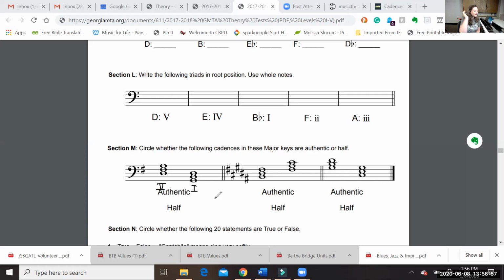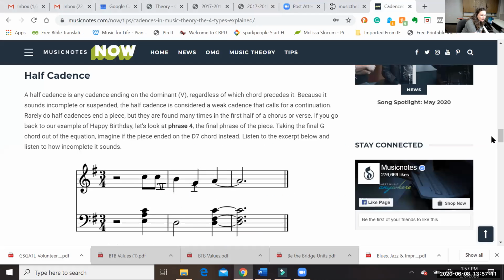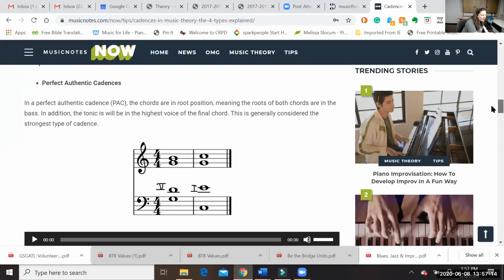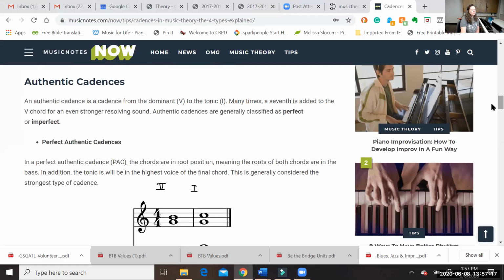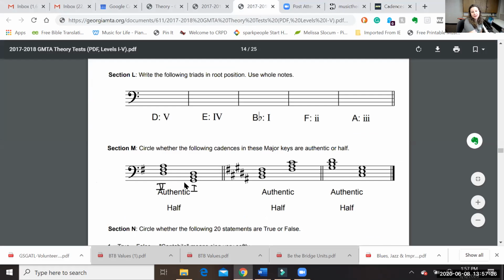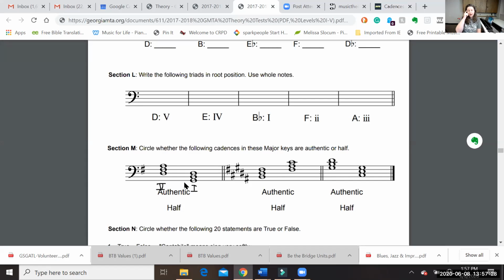Now I have to answer, is this an authentic cadence or a half cadence? If I've forgotten, I can flip back over to this other screen and say, okay, an authentic cadence is any cadence that goes from 5 to 1. Aha, there's my answer, right? So now I can come back to my test. Obviously you won't have that available to you during the test. You have to memorize that an authentic cadence is 5 to 1. So you're going to circle. I'll go back and annotate.